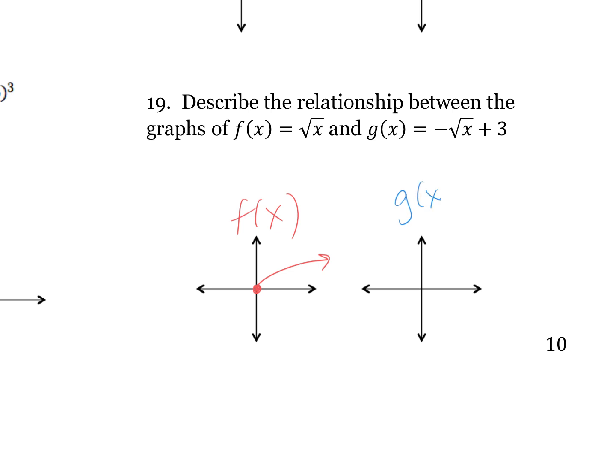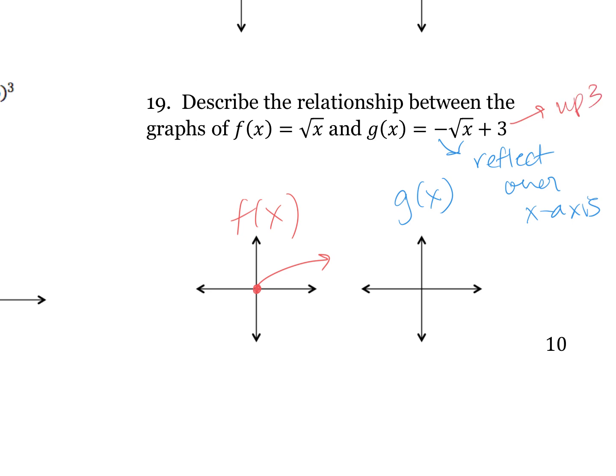Then what's that g of x going to do to it? What's happening with the negative? The negative is going to make it reflect over the x-axis. And then what's that plus 3 going to do? It's not underneath the square root. That's a good call. So it's going to go up 3.